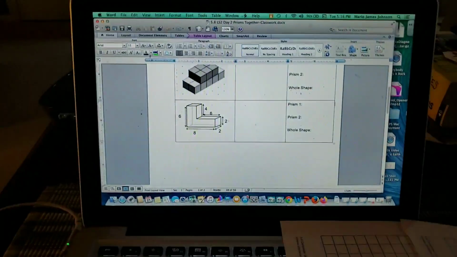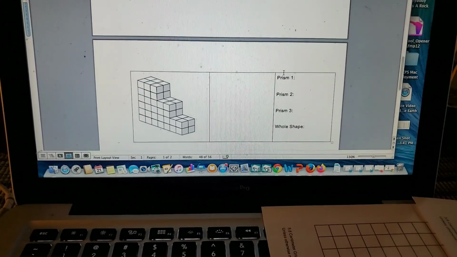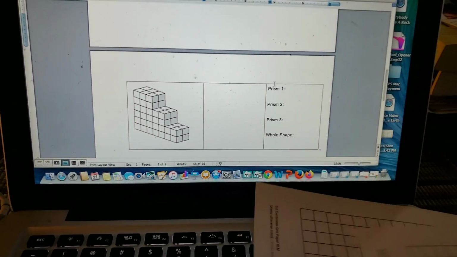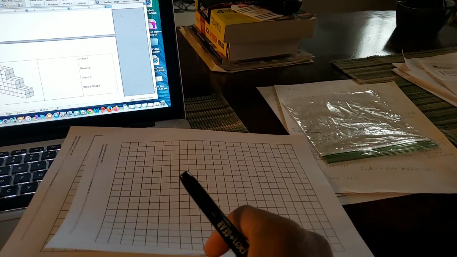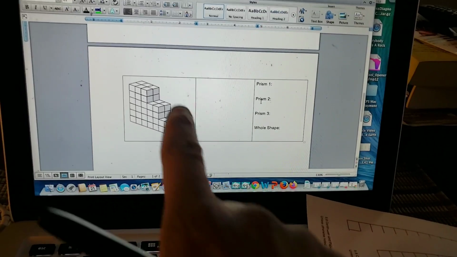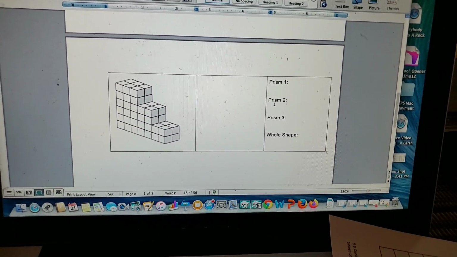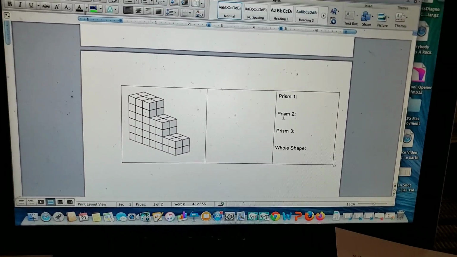Same thing going down to the bottom. You notice there's 3 prisms. So what you're going to do is take 3 of these papers, draw each prism on the paper, cut them out, and make the actual prisms. And then you may use that to help you out. So that's the reason I'm giving you this grid paper, just in case you have difficulty looking at the 3 prisms and finding the volume of each prism just by looking at it.